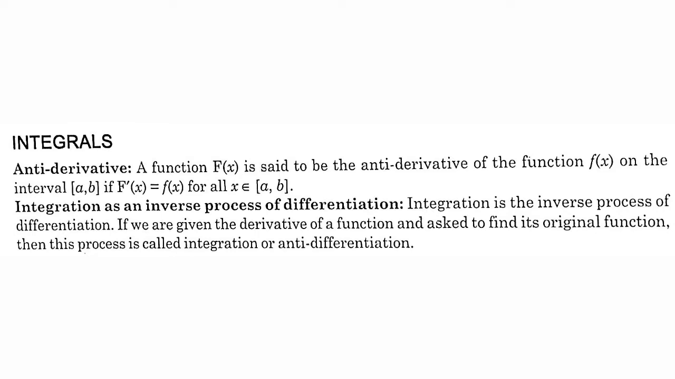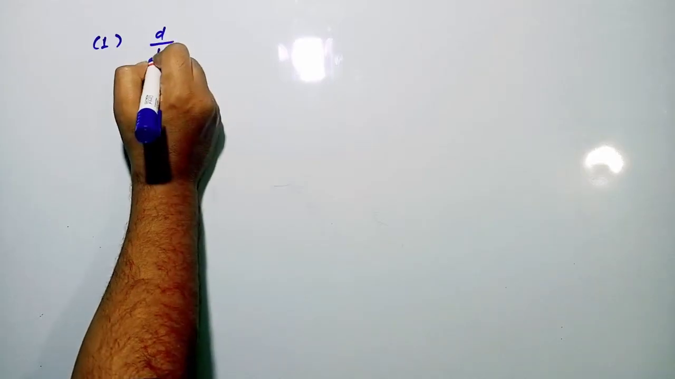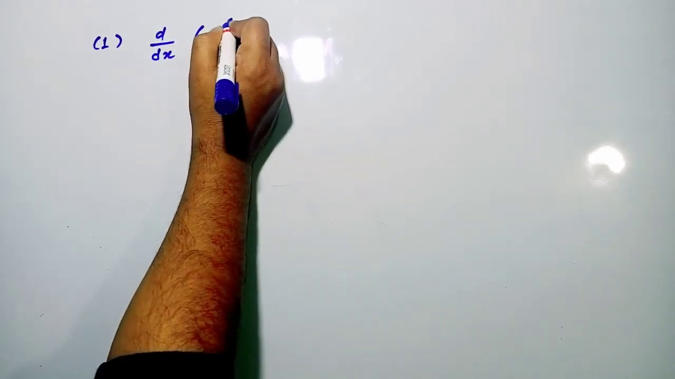A function F of x is said to be an antiderivative of a function f of x on the closed interval ab, if F dash x is equal to f of x for all x belonging to the closed interval ab. Integration is the inverse process of differentiation. If we are given the derivative of a function and asked to find the original function, then this process is called integration, right?